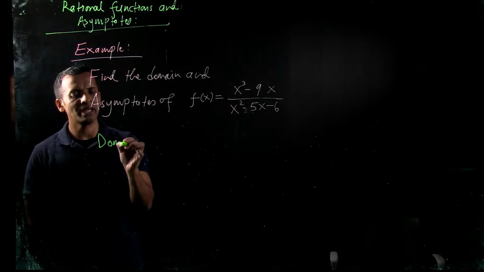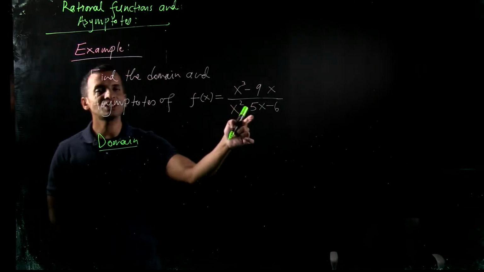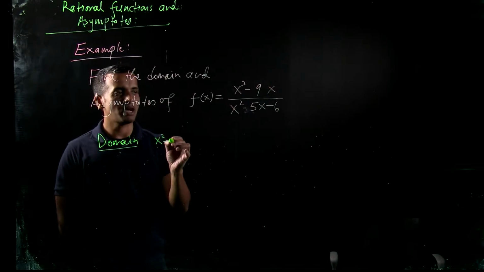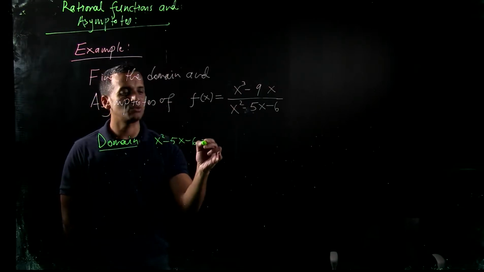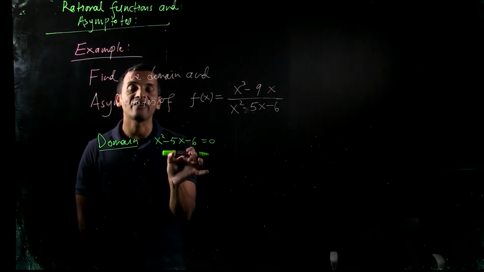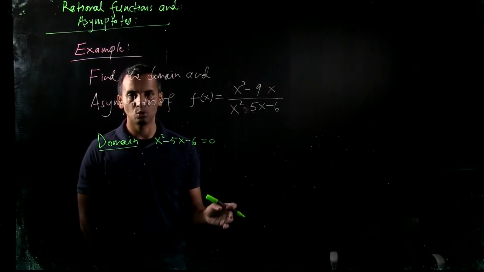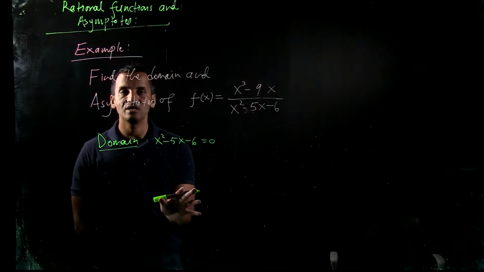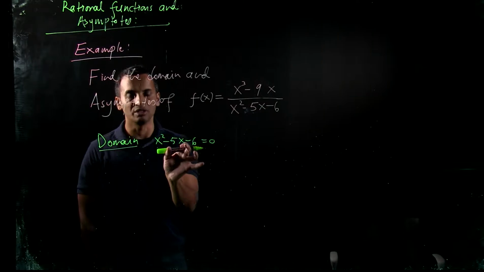To find out the domain, what we do is we solve the denominator. So you do x squared minus 5x minus 6 equals 0. To solve it, there are two ways. If you can get the factors, that will be shorter. If you cannot get factors, you can always use the quadratic formula, since this is a quadratic equation, right?